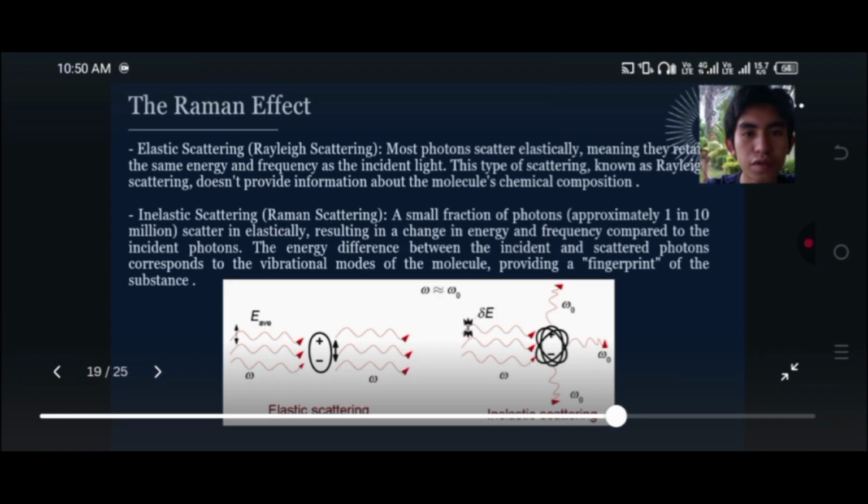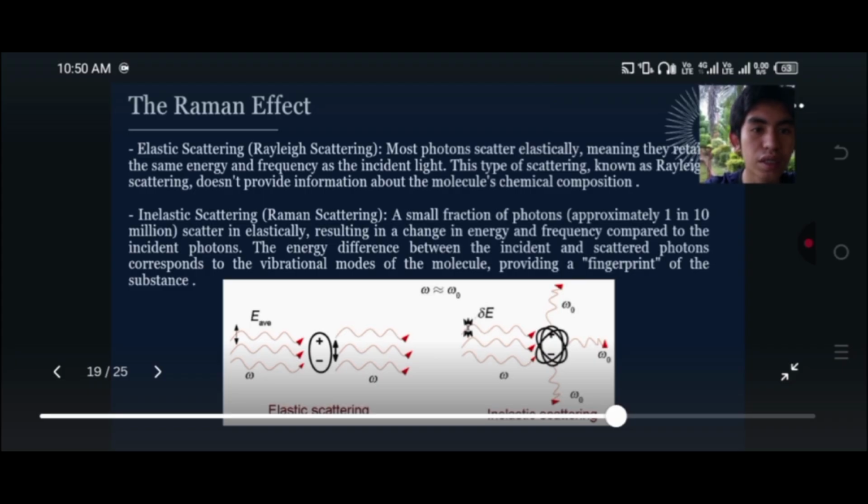There are two types of effect. First is the elastic scattering or Rayleigh scattering, and second is the inelastic scattering or Raman scattering. In elastic scattering, most photons scatter elastically, meaning they retain the same energy and frequency as the incident light. This type of scattering is known as Rayleigh scattering. It doesn't provide information about the molecule's chemical composition.